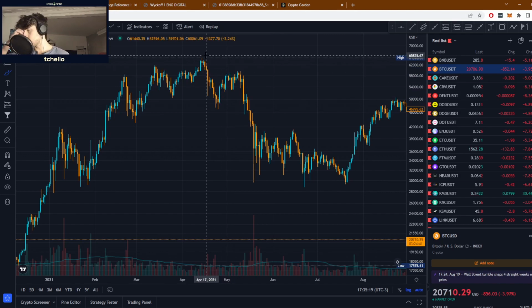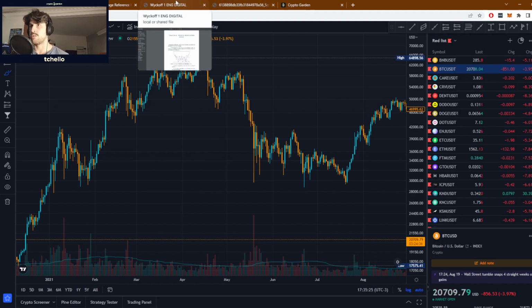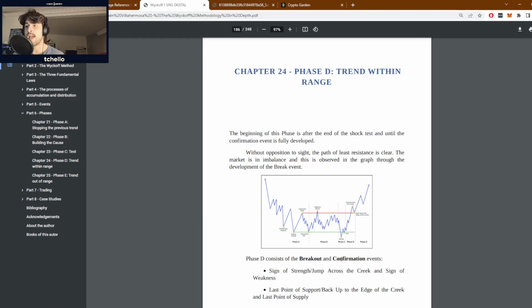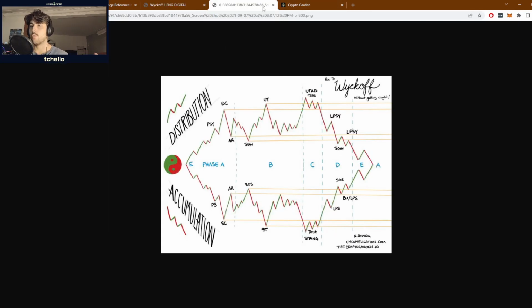This is what phase D is all about: establishing a trend, a change of character inside that accumulation or distribution. It has the breakout and confirmation events. So we see the sign of strength, the jump across the creek, the sign of weakness, the last point of support, whatever. As I said in the last class, the main thing that I find so beautiful about Wyckoff theory is that it is very symmetric. This is Ryan's drawing. Everything that happens in an accumulation happens upside down in a distribution and vice versa.